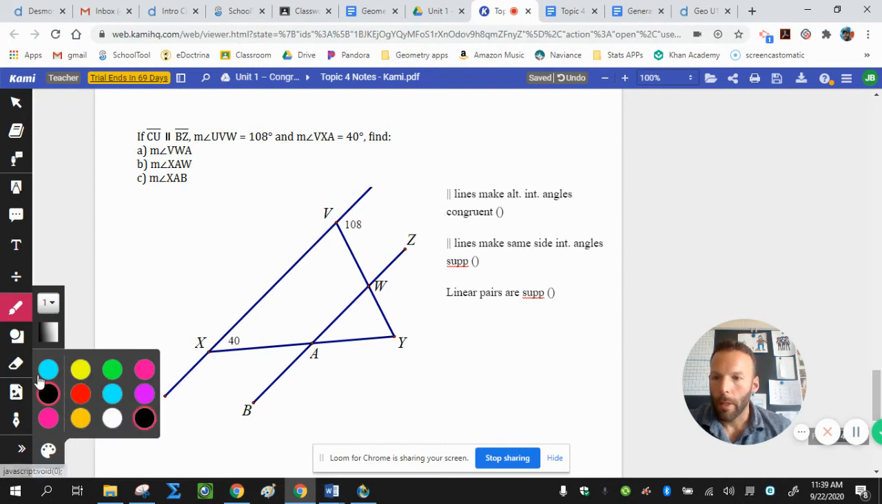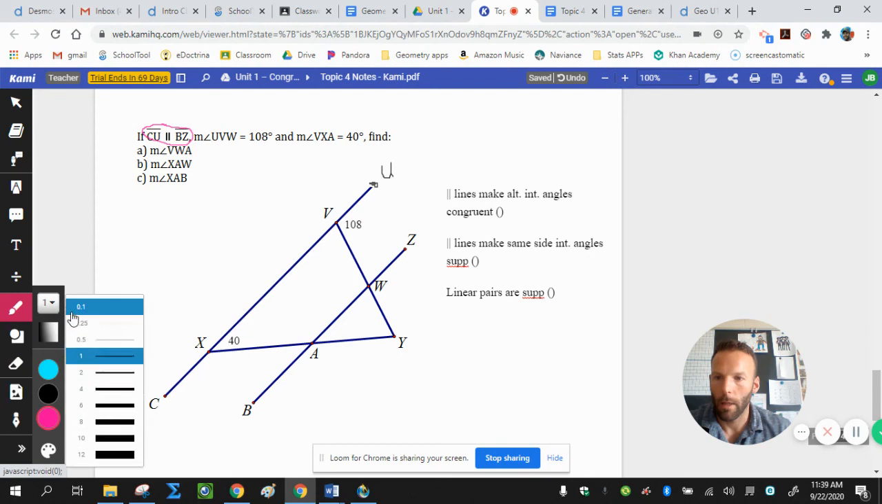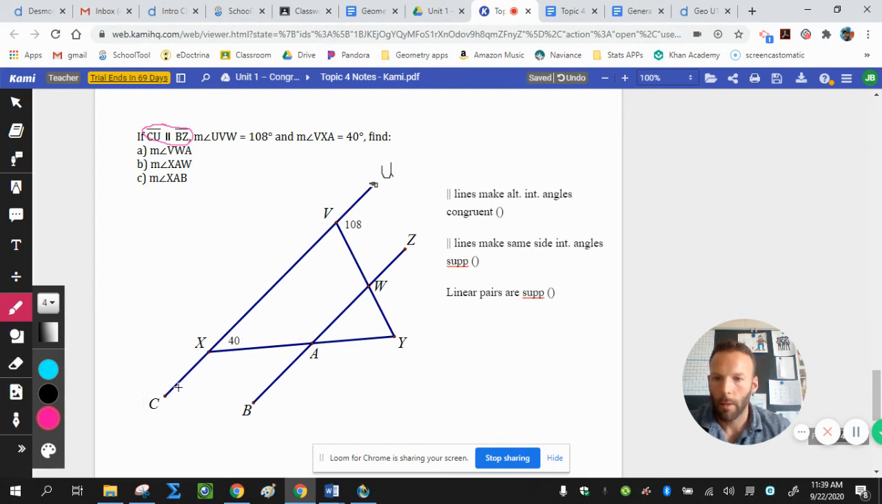This time we know that segment CU, now forgive me when I cut this picture out, the point U is a point that's right up here. There's where point U is. Segment CU is parallel to segment BZ. So here's what I know. These segments are parallel. And let me make this a little thicker. CU is parallel to BZ. And I'm going to mark that with my arrows. Okay, those segments are parallel.